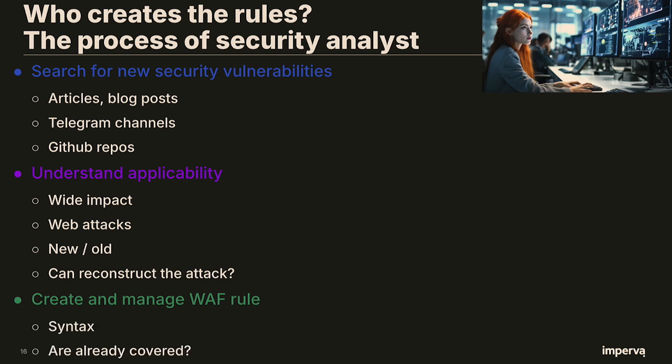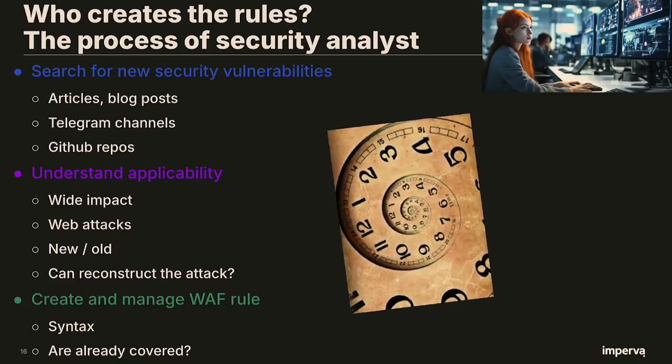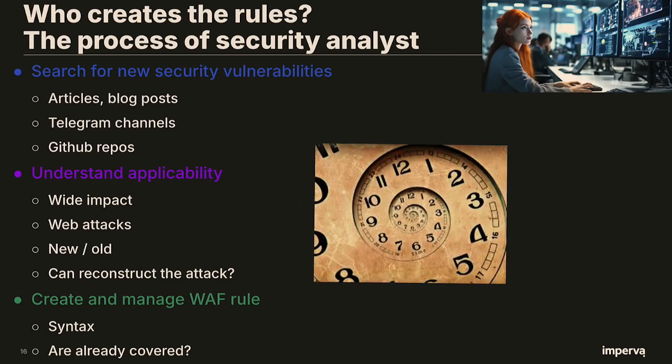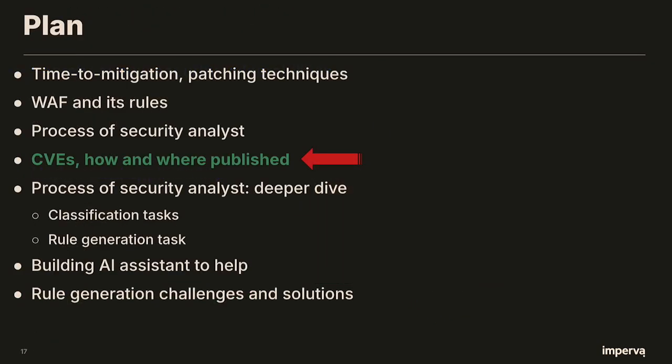And eventually, if the answers to the above questions are positive, then we need to create the specific rule, and we need to manage it, because as time changes, attacks change. Maybe the vulnerability is published, and then after a while it's used in a different way, so we need to update the rule to follow up with it. And as you imagine, all this takes a lot of time, and hint, we want to automate it.